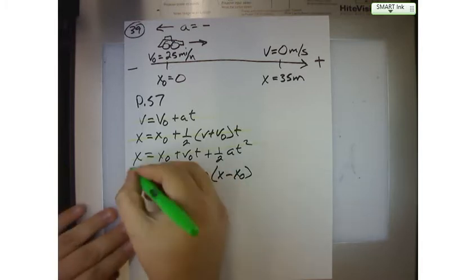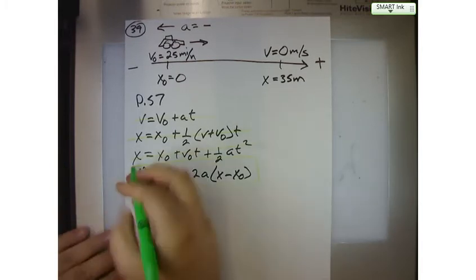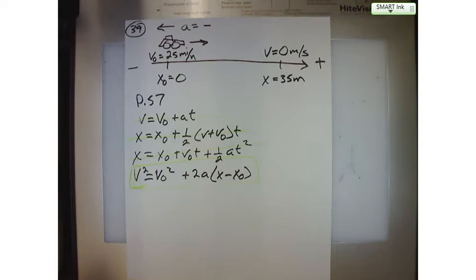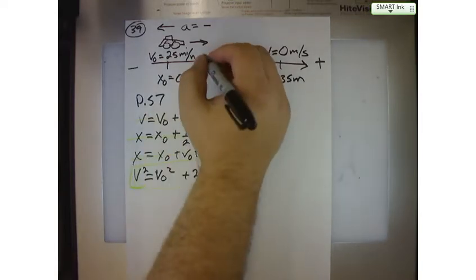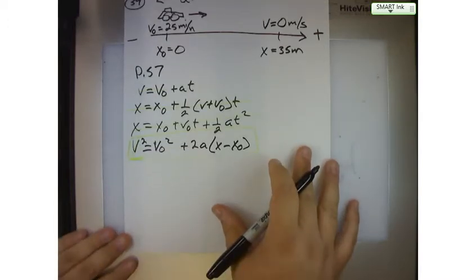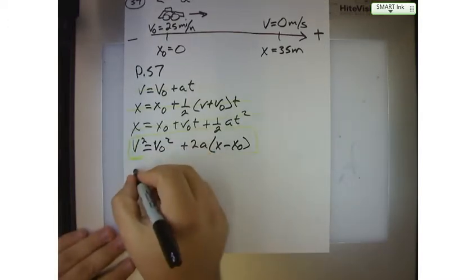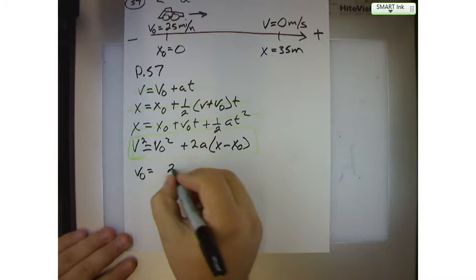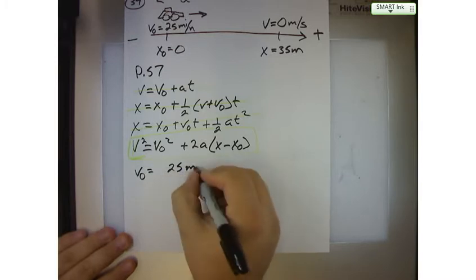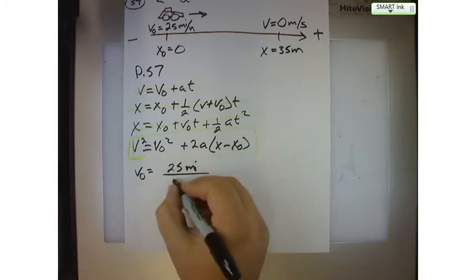Before I crank through all the math, I have to convert this 25 miles per hour to meters per second. So let's do that first. I'm going to say v naught is equal to 25 miles per 1 hour.